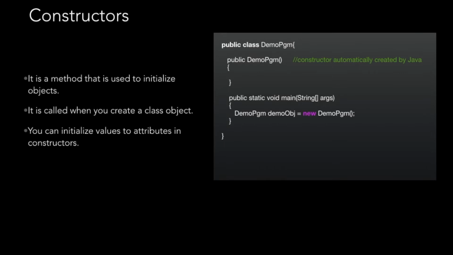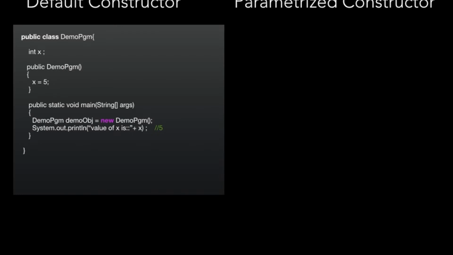Also, a constructor can be used to initialize values to attributes when you pass the attributes inside the constructor. Here you can see I have a variable x, and I am trying to pass some value, for example the number 5, to the variable x. I can do this in the constructor. When I create the object of this class using the new operator, the constructor is called and the value is assigned to variable x at this moment. So now the value of my variable x is 5. When I print it, the value of x will be 5.